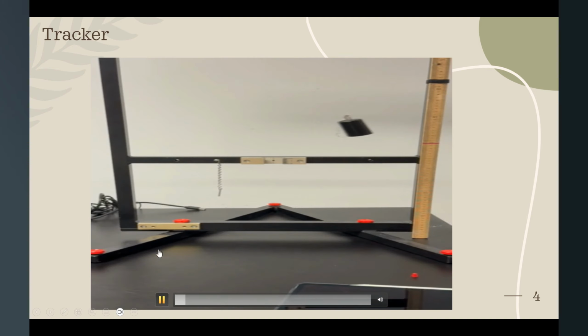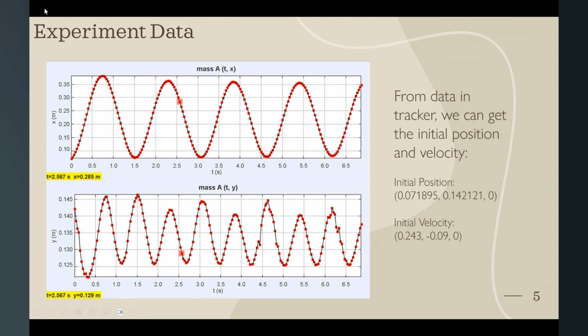This is the Tracker video. So this is the bob swinging along. We auto tracked it and then graphed the curves that you will see in the next slide. Here are the curves we got when we auto tracked the bob oscillating. This is the X, and this is the Y. There are slight variations in the Y, and that's just because of resistance, air resistance, drag. There could also be loss due to friction in the pivot. That's why it varies there. It could also be a little bit of experimental error as well.